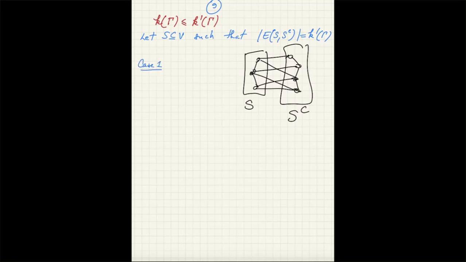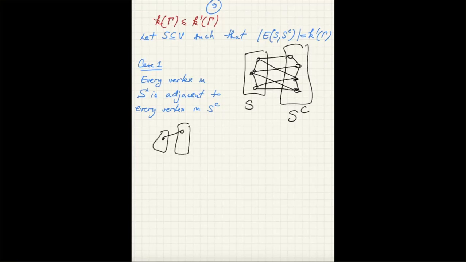is the easy one, in which every vertex in S is adjacent to every vertex in S complement. I mean, that could happen. There are many situations in which that can happen. For example, you can have one vertex here and two vertices here.